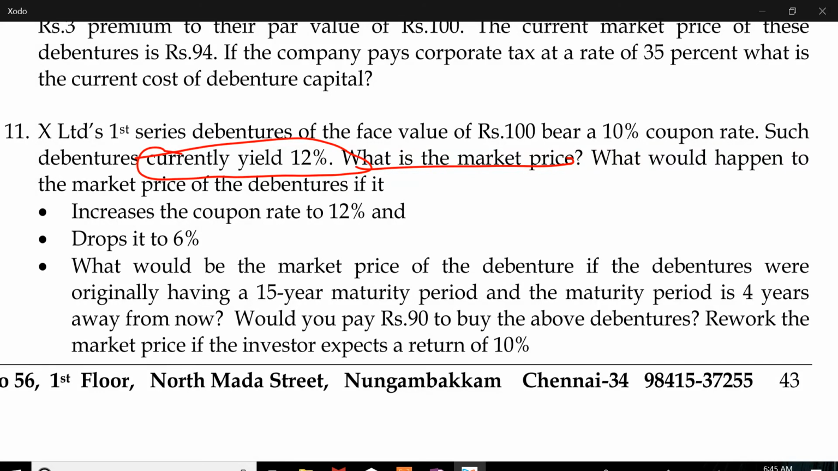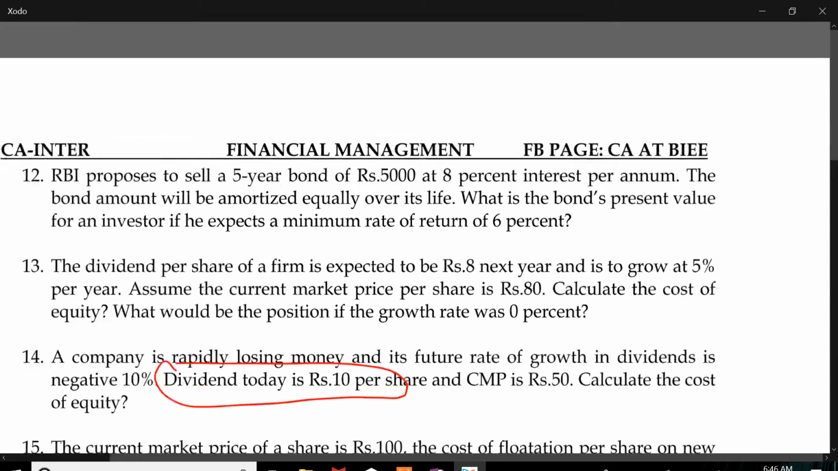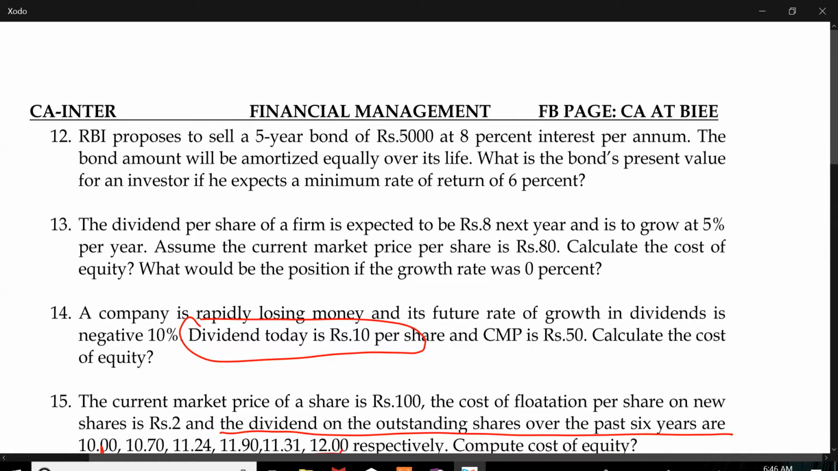Next point. Fair market price of redeemable debt is the present value of future cash flows, in bracket interest plus principal, discounted at the investor's required rate of return.